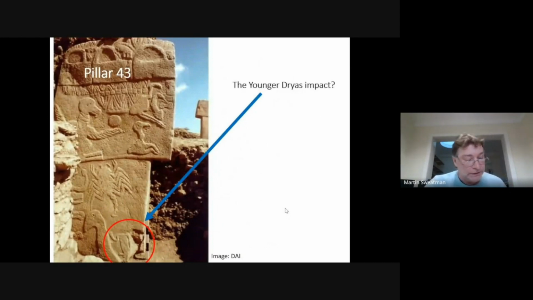So putting this all together, we seem to have a date on pillar 43 consistent with the Younger Dryas impact. We also have a headless man, probably symbolizing death. And on pillar 33, we have a nice picture of a meteor stream, which we think is probably the Taurid meteor stream. So I think it's clear that the message here is one of remembrance, that this enclosure D is designed to memorialize the Younger Dryas impact.